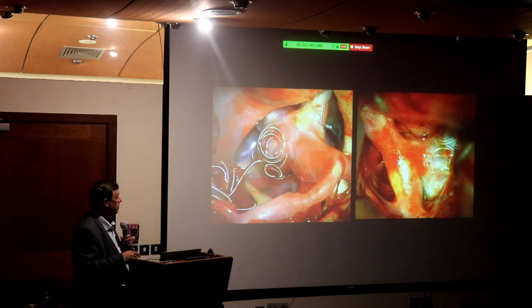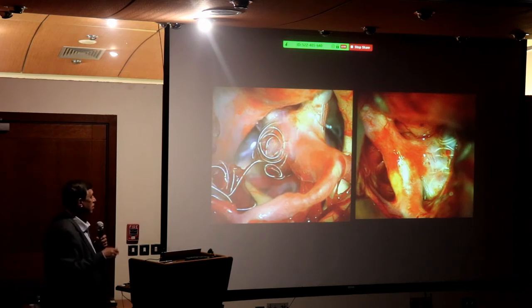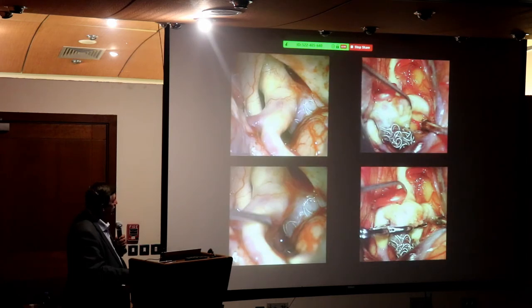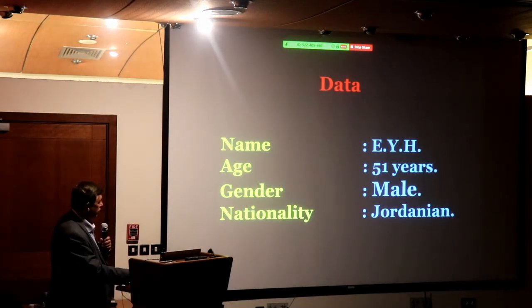One area is that somebody puts a coil and it ruptures. Then the only way is to do clipping of this aneurysm with coils in it. It's so difficult because you cannot put a clip. It's hard with these coils. So there is a new era of surgical treatment of coiled aneurysms. It is really difficult. So let's speak about this patient that we have prepared for you.